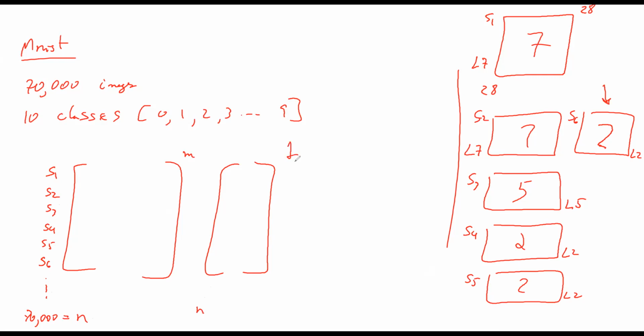We know the labels, that's pretty easy. S1 is 7. S2 is 7. S3 is 5. S4 is 2. S5 is 2. And S6 is 2. Make sense, guys, so far? Questions?